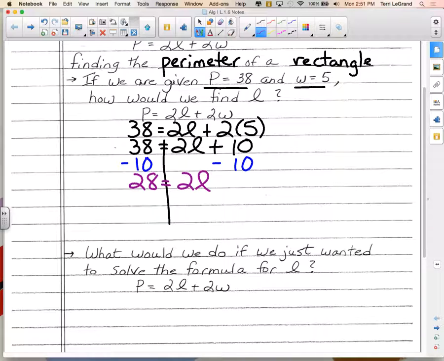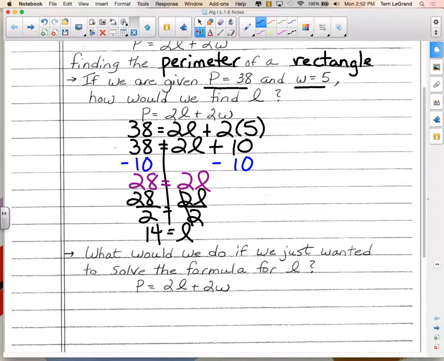Okay. Are we done? Is this equation solved for L? No. What do we have to do next? Go ahead, Alexis. Divide both sides by 2. Thanks for saying it that way. 28 divided by 2 and 2L divided by 2, because L is being multiplied by 2, so we have to divide by 2, right? So I want you to think about that. What are the processes I have to go through to get L by itself? So L is now by itself, and what's 28 divided by 2? 14. So we just determined that L equals 14 for this rectangle, right? And we know how to do that already.